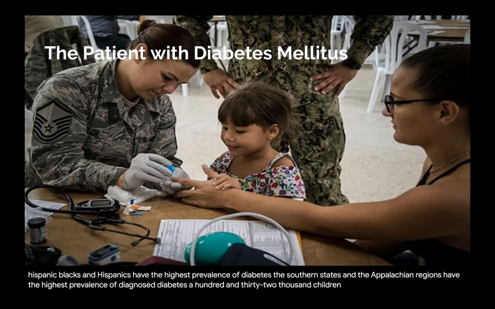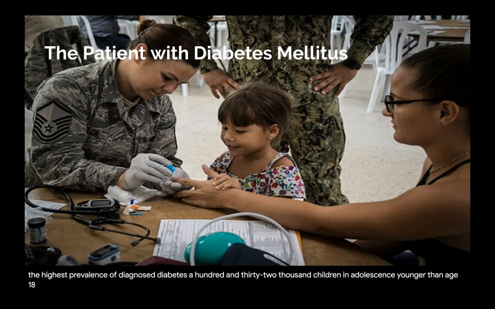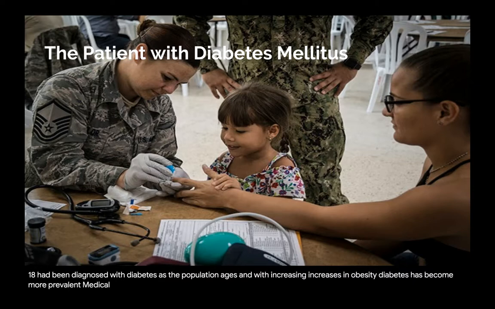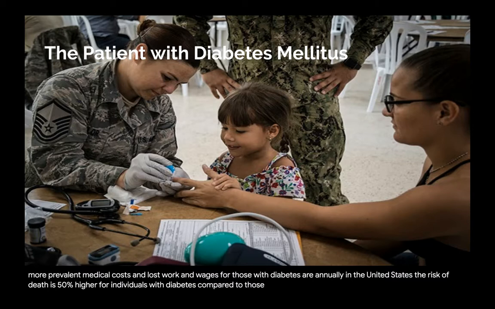The southern states and the Appalachian regions have the highest prevalence of diagnosed diabetes. 132,000 children and adolescents younger than age 18 had been diagnosed with diabetes. As the population ages and with increases in obesity, diabetes has become more prevalent. Medical costs and lost work and wages for those with diabetes are $245 billion annually in the United States. The risk of death is 50% higher for individuals with diabetes compared to those without diabetes.